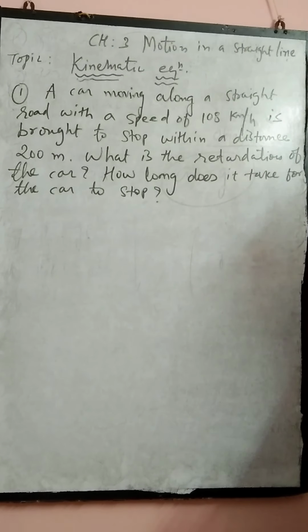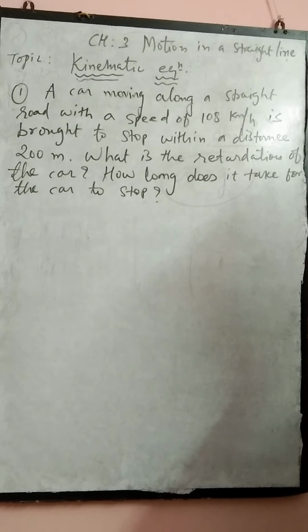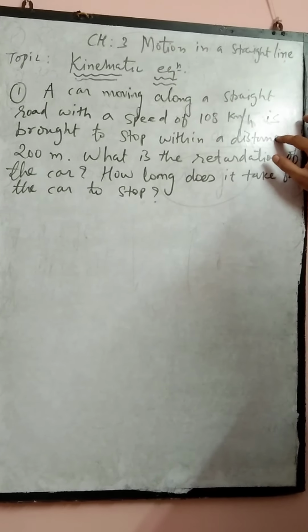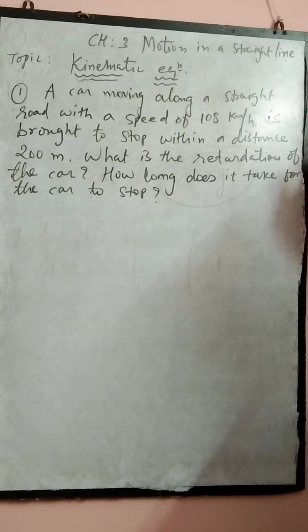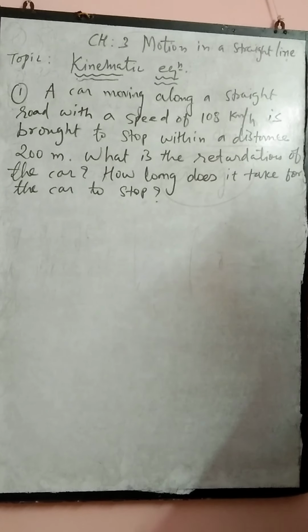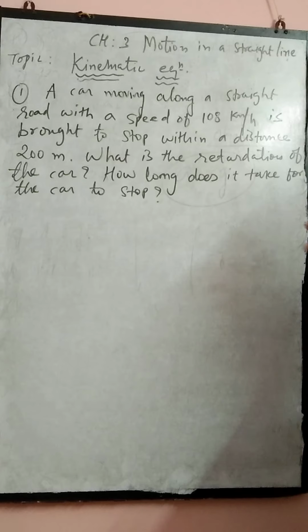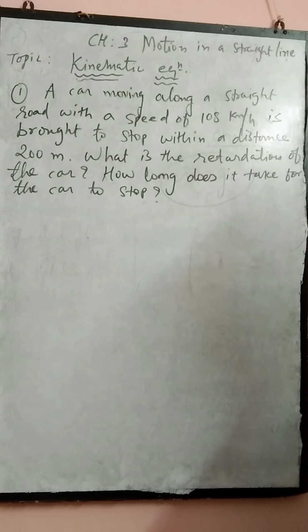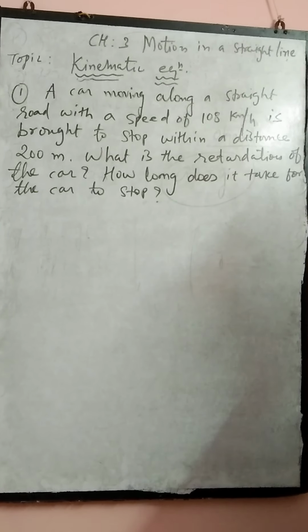Okay, let us see the first question. A car moving along a straight road with a speed of 108 km per hour is brought to stop within a distance of 200 meter. What is the retardation of the car? That means we have to find out A. A negative value will be obtained. And the second question is, how long does it take for the car to stop?